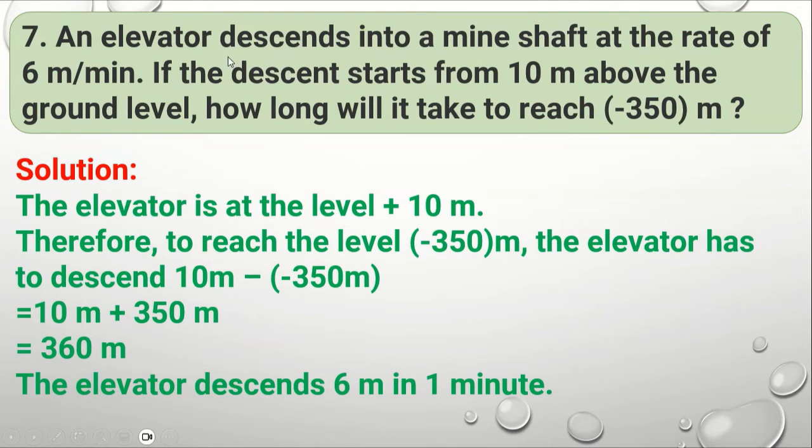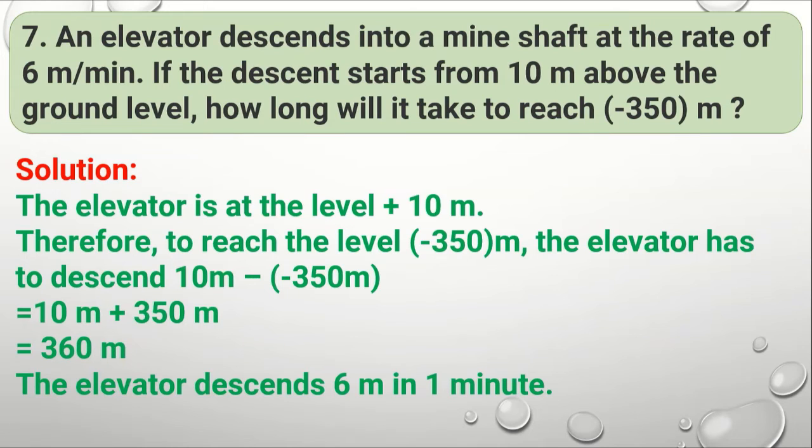Next, 7th question. An elevator descends into a mine shaft at the rate of 6 meters per minute. If the descent starts from 10 meters above the ground level, how long will it take to reach minus 350 meters?